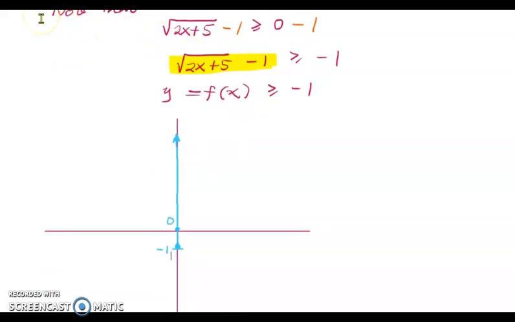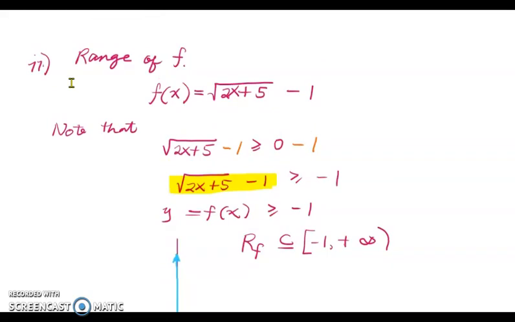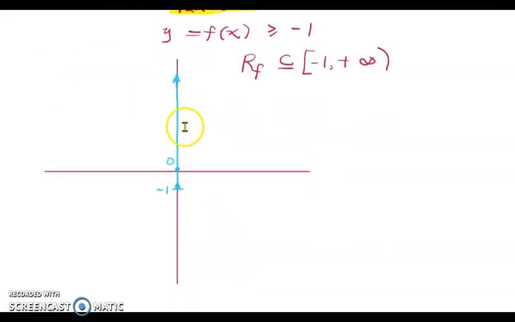So it means here that the range of f is contained in this interval, and that interval is from negative 1 to positive infinity. Okay, so our next step now is to equate the f of x to y. So equate natin si f of x to y. Okay, f of x is equal to y, then we solve for x.